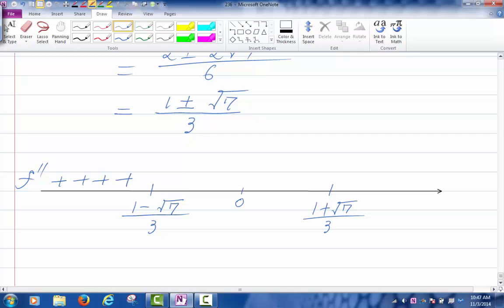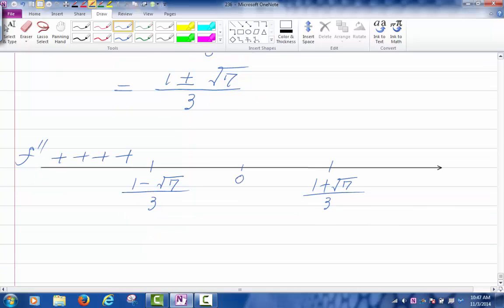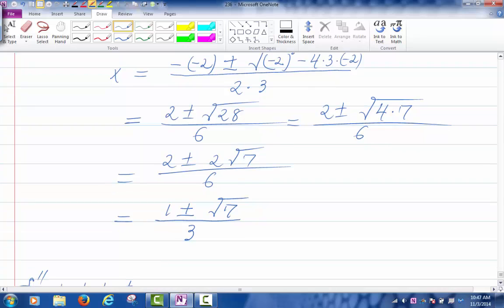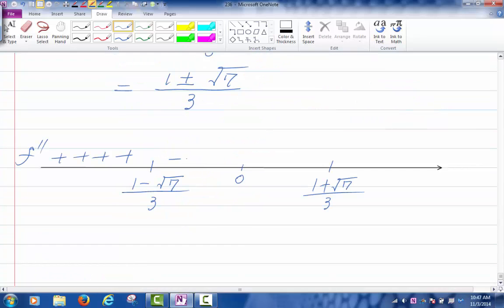Okay, now, between 1 minus root 7 over 3 and 1 plus root 7 over 3, the number 0 is there, right? So plug in 0 for the second derivative. If I plug in 0 for the second derivative, what do I get? I get negative 24, right? So I know that I get negative throughout here.